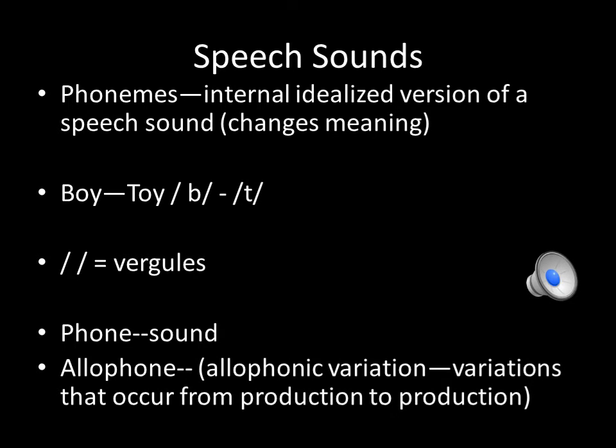Your book defines a phoneme as an abstract concept, an internal idealized version of specific speech sounds. So think about a phoneme as a representation of a speech sound that changes meaning. For example, boy becomes toy when the b becomes t. Notice I didn't say "buh" or "tuh." If I did, I would have to add a vowel. I'm just saying these single sounds, b and t.